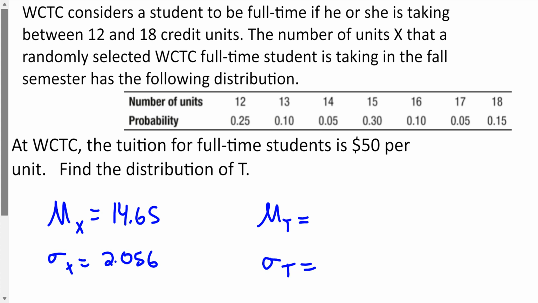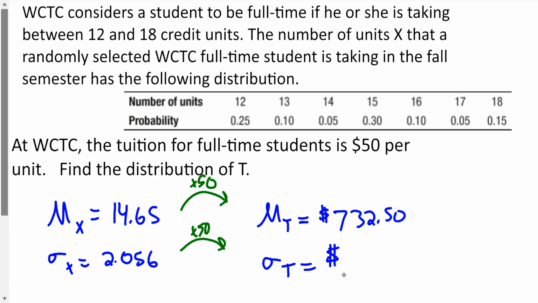Well, if it's $50 per credit, guess what? Your average tuition is just times 50. Okay? $50 per credit is pretty cheap. Which means we could, in our calculator, take all of list 1 and multiply by 50. Or we can just take our mean and standard deviation and multiply them by 50. The standard deviation also will multiply by 50 because it is impacted by multiplication. Which means our new mean for tuition would be $732.50. Standard deviation also gets multiplied. It's a spread of 102.80.